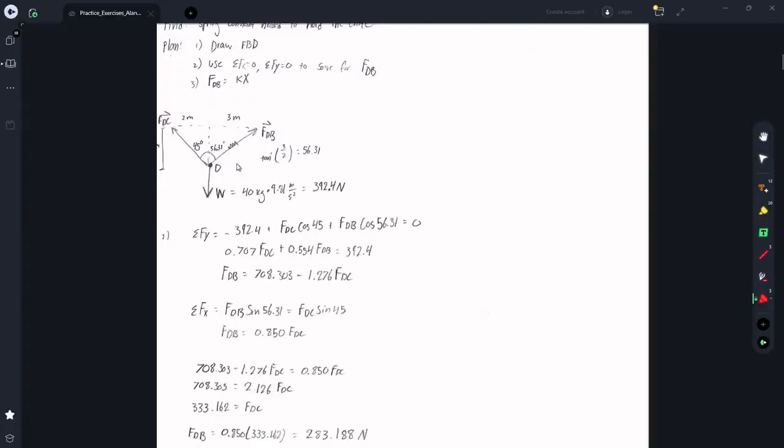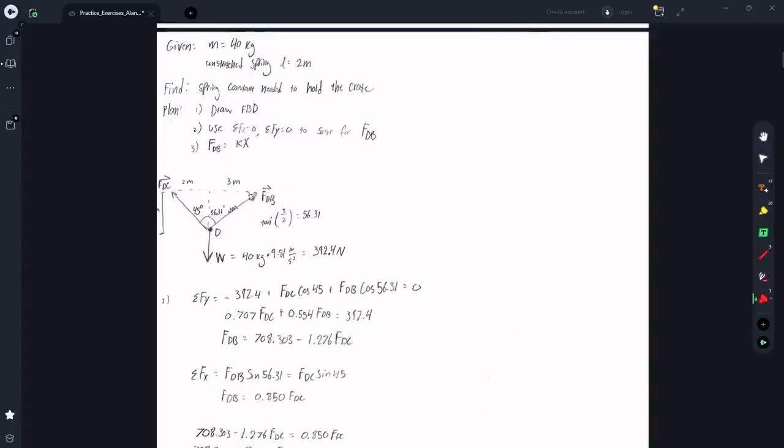So here's my free body diagram. Because we're given the lengths, I was able to solve for the angles. Since this is 2 and 2, this angle is 45. And then here I just used the inverse tangent of these side lengths to get the angle here.